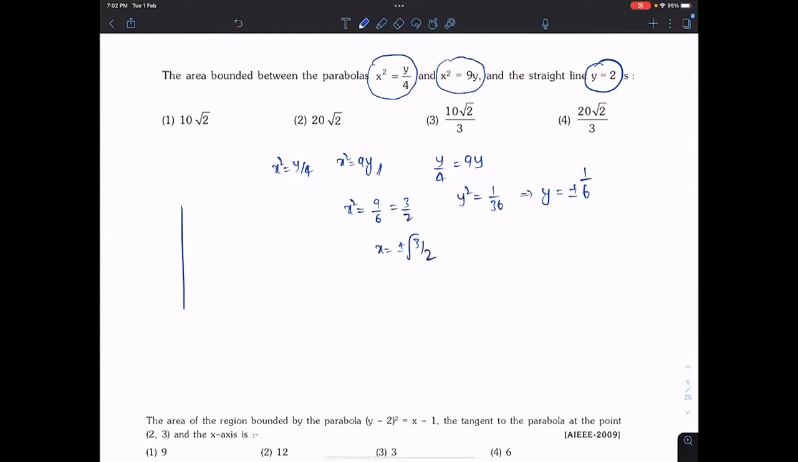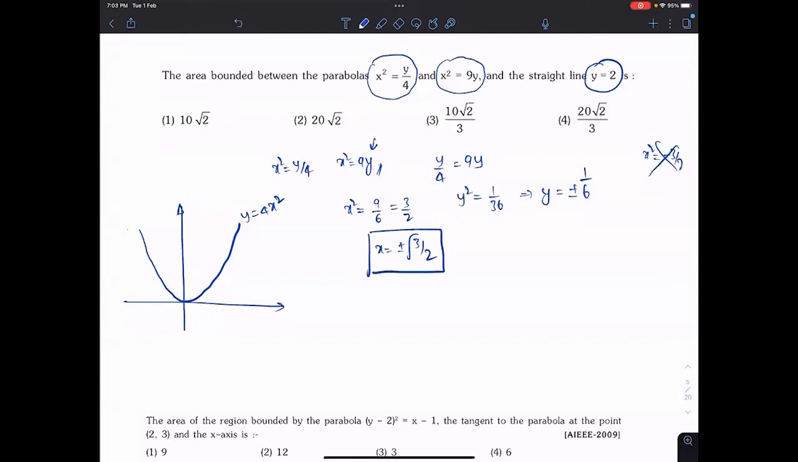Okay. So now if I start drawing, you can't substitute minus 1 by 6, because if you put y as minus 1 by 6, you will get x square as minus 3 by 2. Not possible, no? Okay. Now, these two, if I draw, one is y equals 4x square. Other one is y equals x square by 9. Okay. Now these two graphs, what information are we getting? They are intersecting or not intersecting? When x is root over 3 by 2, both the y coordinates are same. That is what we are getting.